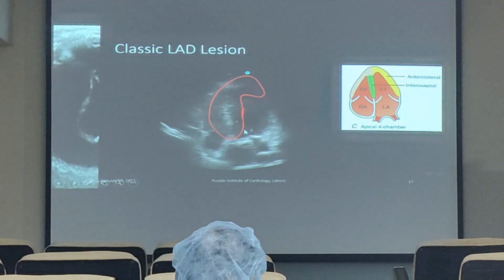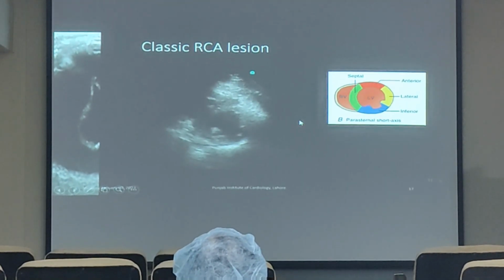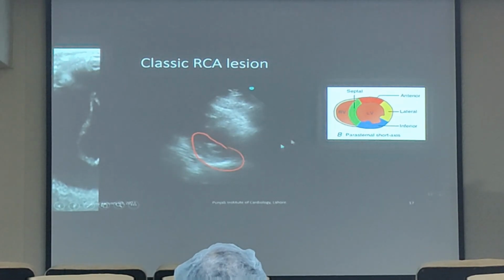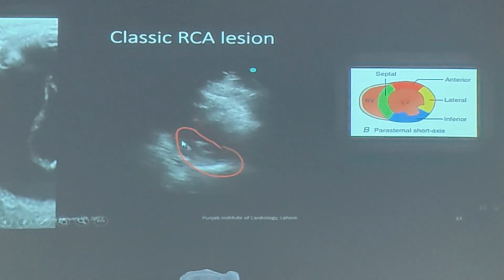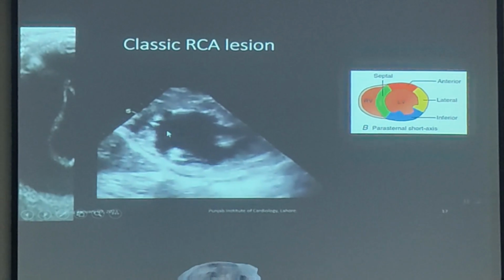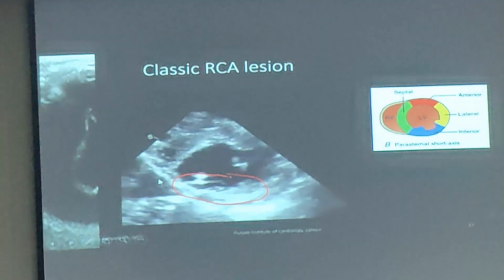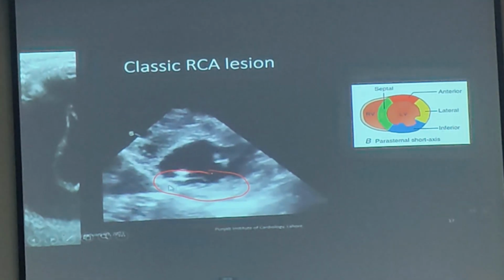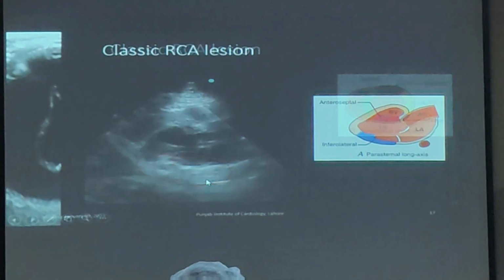This is another example. The entire apical septum is not moving. We know that the RCA is supplying the basal septum over here. So in the short axis view, it is not moving there. This is another example in the RCA. In this short axis view, the inferior wall of the myocardium is not moving here.